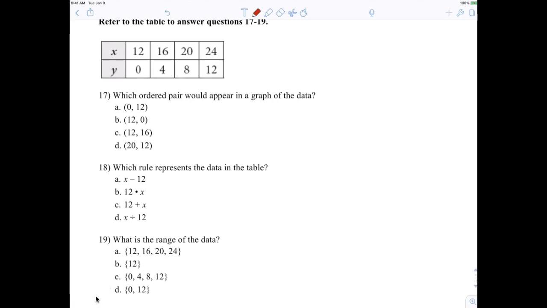Which ordered pair would appear in the graph of the data? Somebody? Tell me. B, very good. How do we know it was B? Because the x-coordinate here is 12, and that corresponds to the y value of 0. That was easy, right?